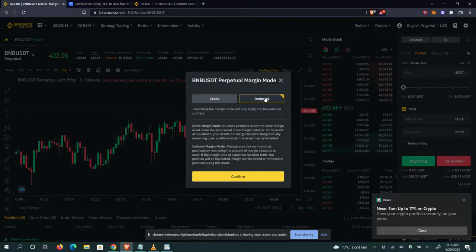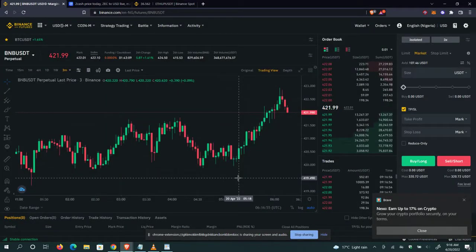So when you're trading isolated, it simply means the amount which you've used to enter a trade is what you're willing to lose. But once you're using cross, the amount which you use in starting a trade is not what you're willing to use, because the system keeps taking money from your balance till there's no more money there before you get liquidated. So that is just the difference between the cross and isolated. So for this, I'm going to be using isolated and I'm going to click on confirm.